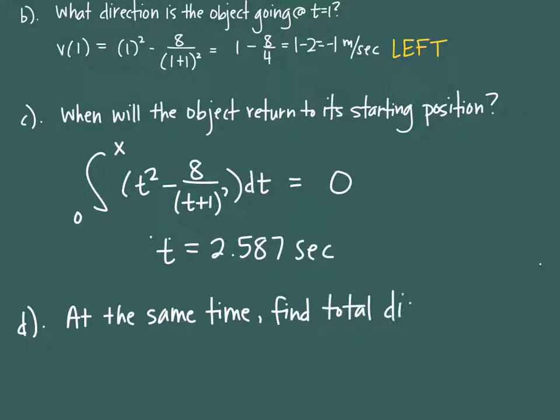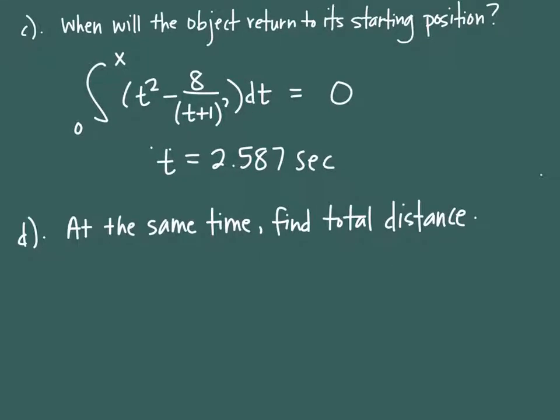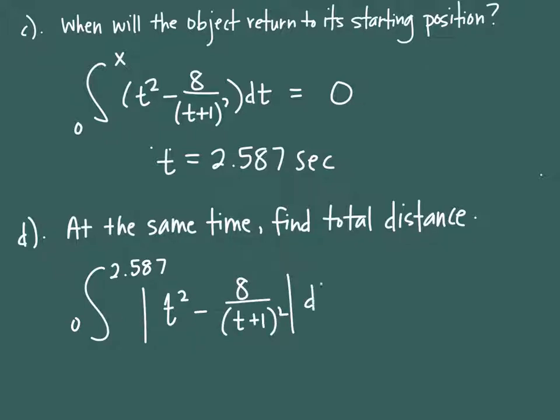All right, so then we would set up to convert it to total. You would set up from 0 to 2.587, now that you know it, the absolute value of t squared minus 8 over t plus 1 quantity squared, absolute value dt. And the calculator can do that also for you. You don't have to worry about breaking up the integral. If you've got a calculator, let the calculator do it.